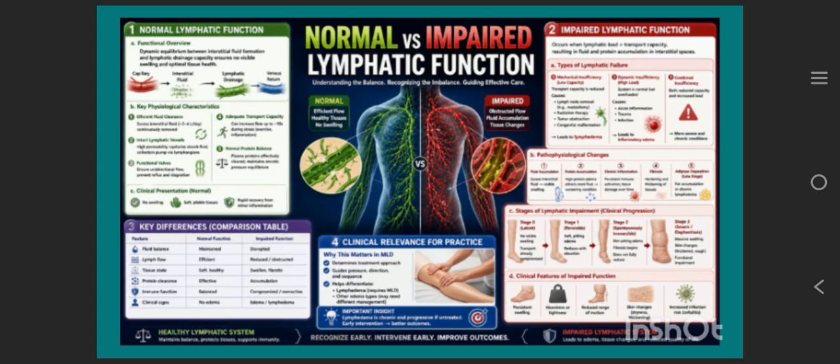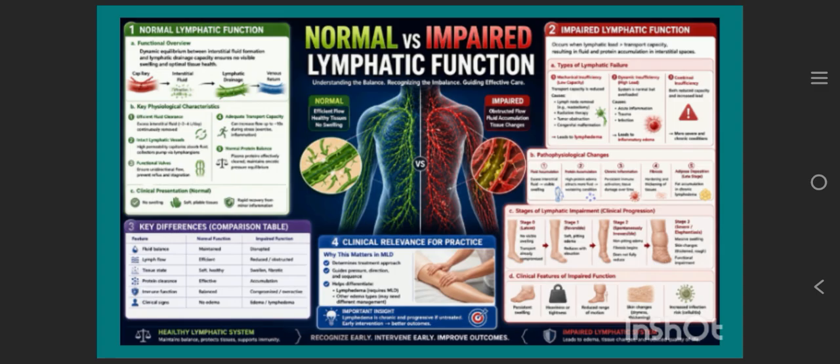Next we will discuss the clinical features of impaired function. The first clinical feature is persistent swelling. Second is heaviness or tightness. Third is reduced range of motion. Fourth is skin changes like dryness and thickening. Fifth is increased infection risk, like cellulitis. The fifth clinical feature of impaired function is cellulitis.